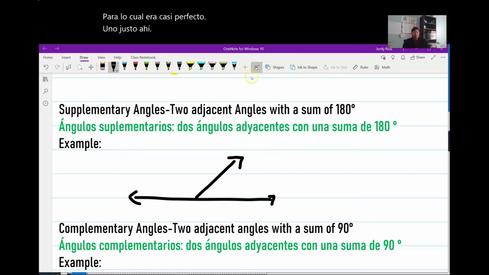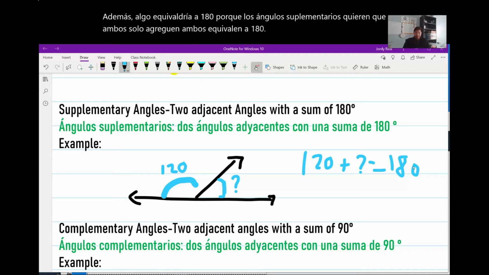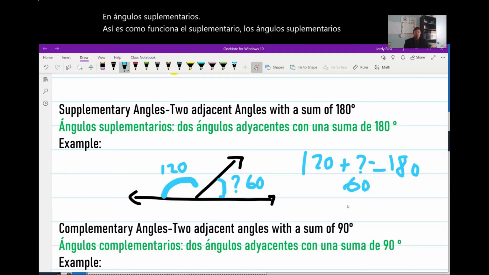Okay, so let's say this angle right here had a degree of 120. Okay, so what would this angle be right here? Well, it would have to be 120 plus something would equal 180, because supplementary angles, when we add both of them, they equal 180. So this one would have to be 60, because 120 plus 60 equals 180. So that's how supplementary angles work. Two adjacent angles with a sum of 180.